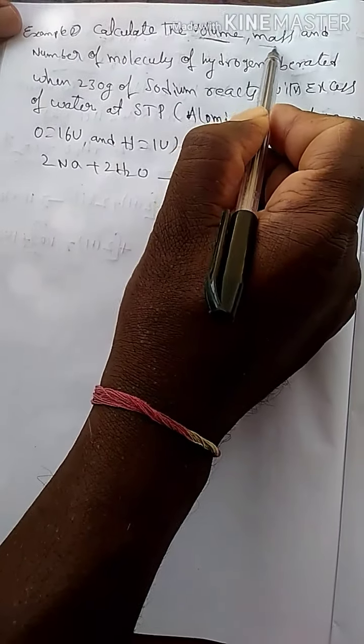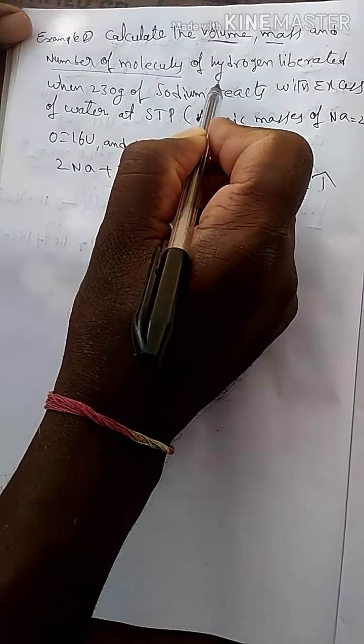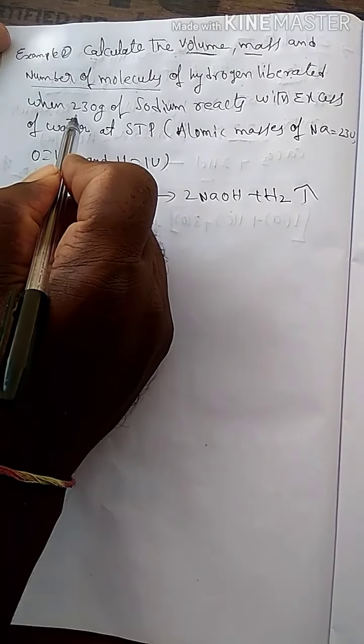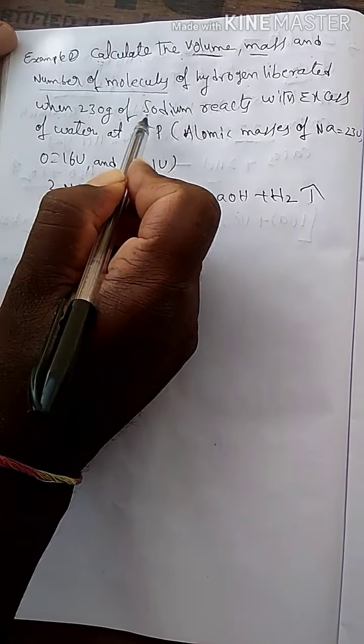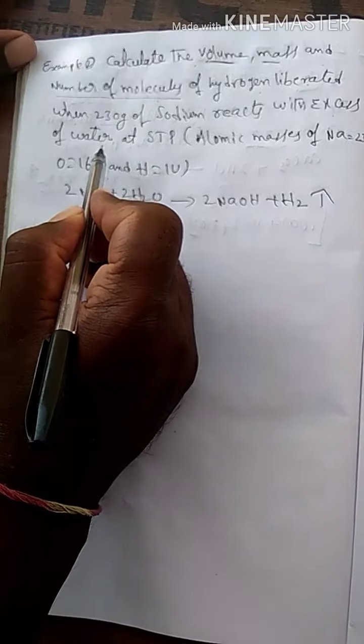Once listen. Calculate the volume, mass and number of molecules of hydrogen liberated when 230 grams of sodium, yes, 230 grams of sodium is there, reacts with excess of water at STP.